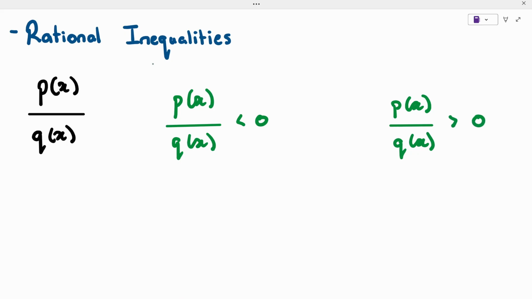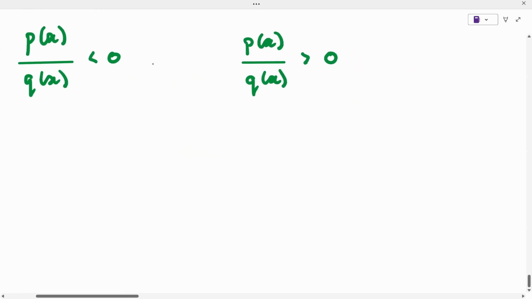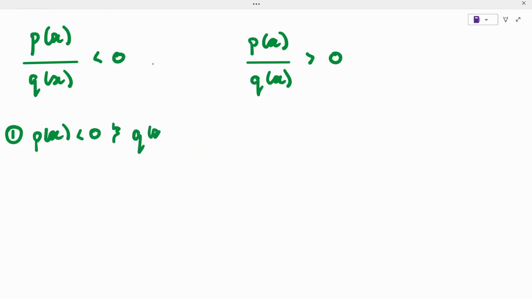If you have less than or equal to or greater than or equal to, all you need to include is the values of x which make the statement equal to 0, and you're good to go. So in general, we're looking at these two cases. How could we have these statements being true? Let's look at this first one. The first way that this could be true is if p of x is less than 0 and q of x is greater than 0.